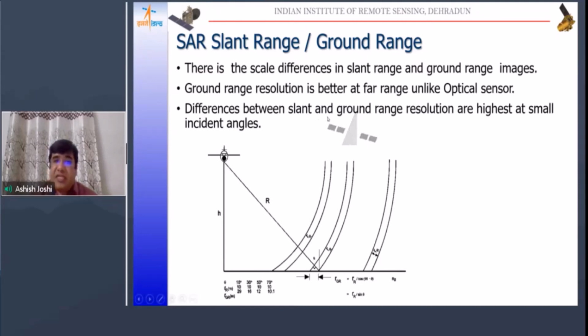The differences between slant and ground range resolution are highest at a small incident angle. So if we use a small incident angle, like 20°, 30° or 15° incidence angle, then there is very much variation between the slant range and ground range images. So we can have more geometrical distortions in the slant range images if the look angle is very small. But if the look angle is high, then we have little difference between the slant and ground range images.